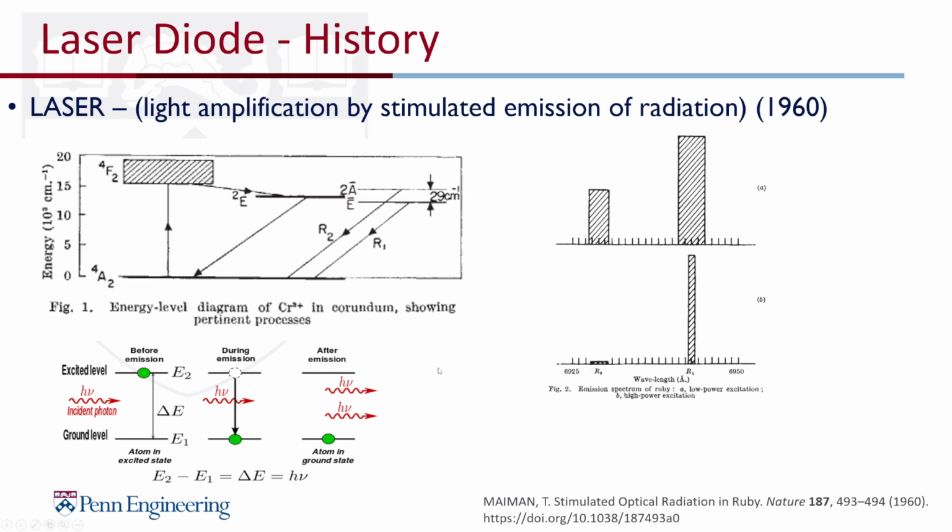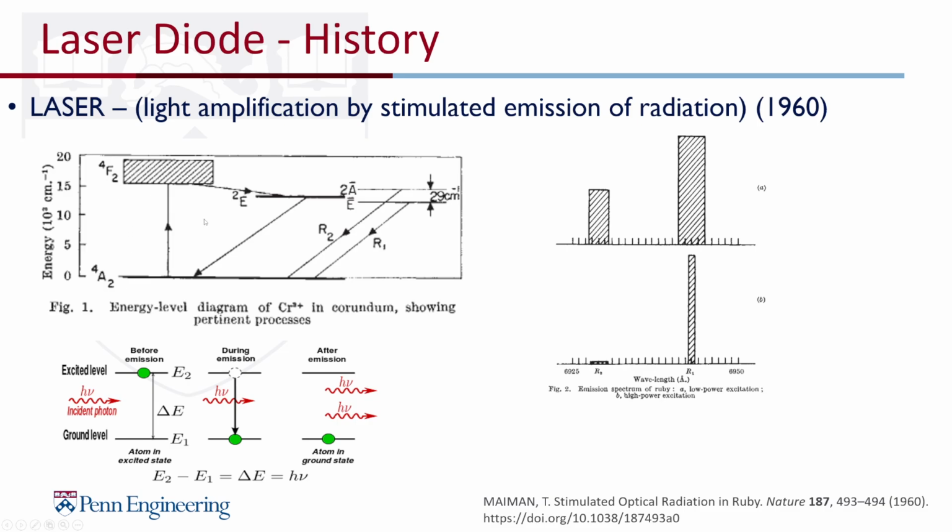In 1960, the first functional laser was constructed, using a flash lamp pumped synthetic ruby crystal to produce red laser light at 694 nanometer wavelength. From the figure, we can see that they shine a light at a wavelength of about 550 nanometer to the ruby, and the chromium ions are excited to the higher state, which is the F2 state here.